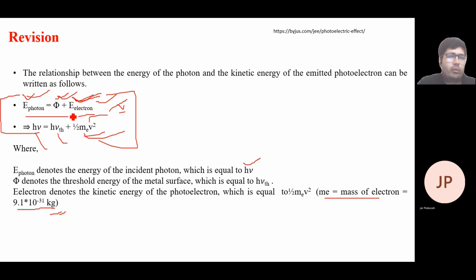I have already told you that if E photon is less than phi, there will be no photoelectric effect. If E photon equals phi, the energy of the electron is zero. And if E photon is greater than phi, only then does the electron have some positive value, with some kinetic energy.